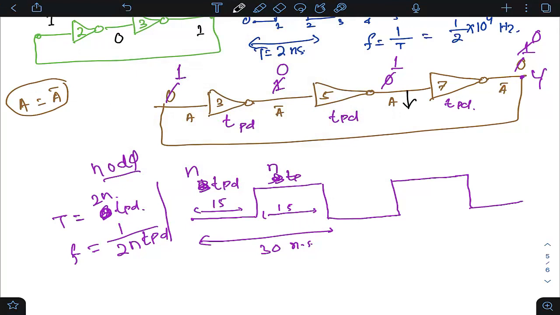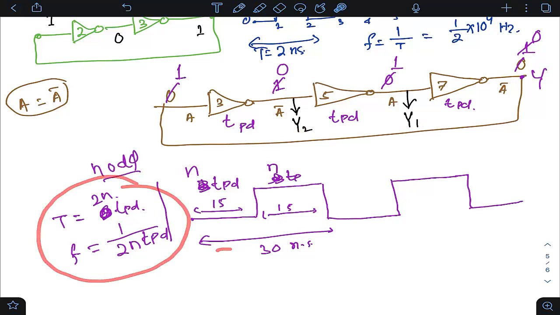So let's say this waveform is Y1 and this waveform is Y2. What about the waveforms Y1 and Y2? Whether their period and frequency will be the same or different. What is your answer? If I ask you for Y1 and Y2, what is your answer?